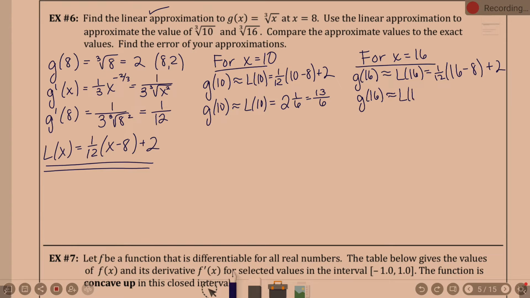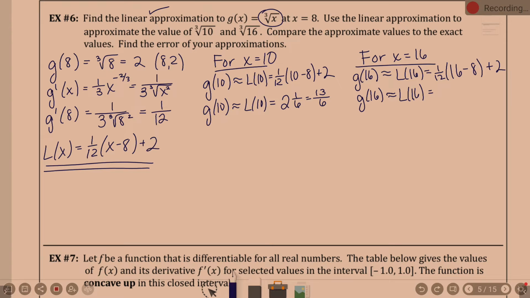Why does this have cube root? Say what? Why does this have cube root but not? Because the given function was cube root of x. And so this linear approximation is for the cube root of x. And so if they want us to find the approximation of cube root of 10, it's the cube root of x when x is 10. The cube root of 16 when x is 16. Does that make sense?